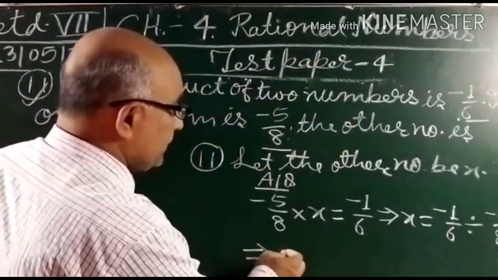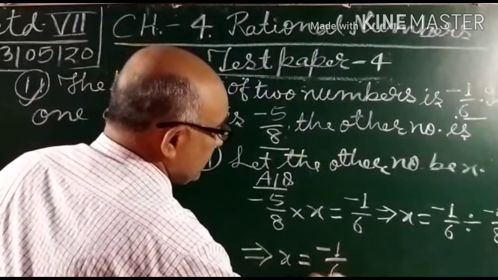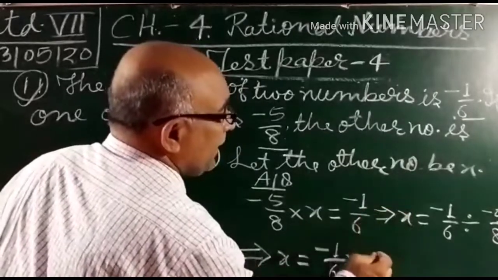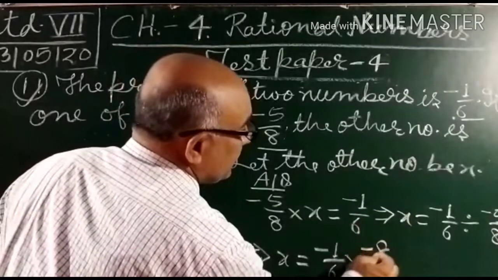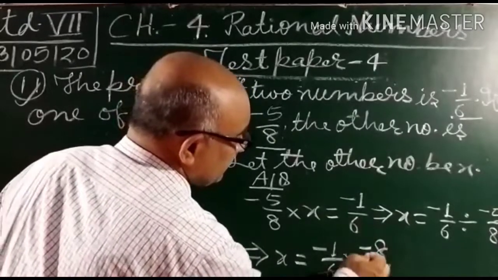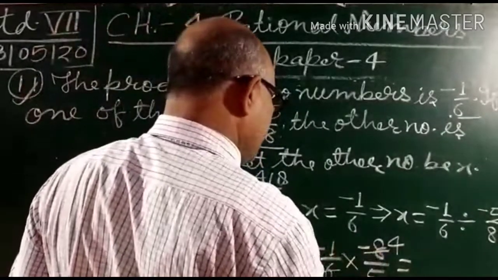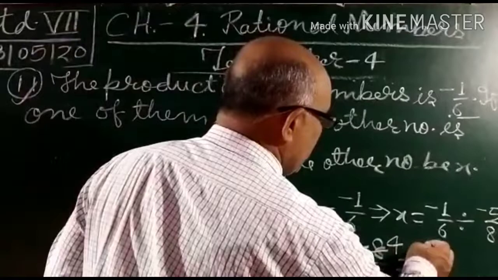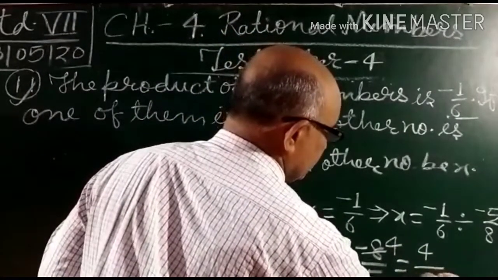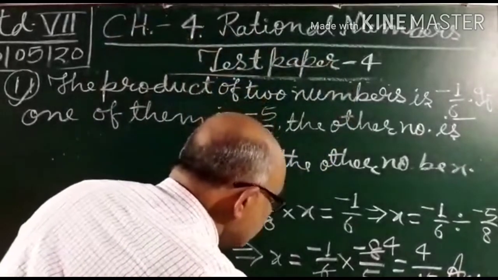Next step, that implies x equal to minus 1 by 6. Divide changes into the sign of multiply, so minus 5 by 8 changes into minus 8 by 5. 3 times 2 is 6 and 4 times 2 is 8. Minus into minus is plus. 4 into 1 is 4, by 3 times 5 is 15. 4 by 15, answer.